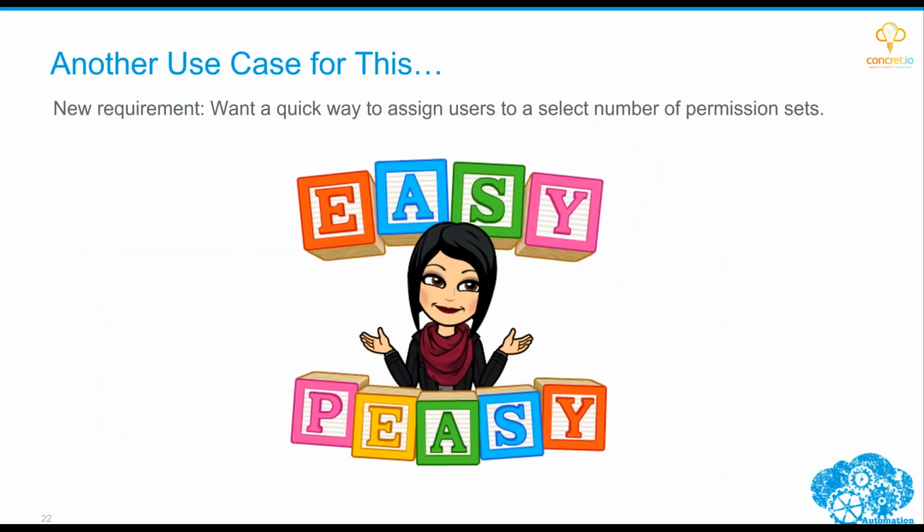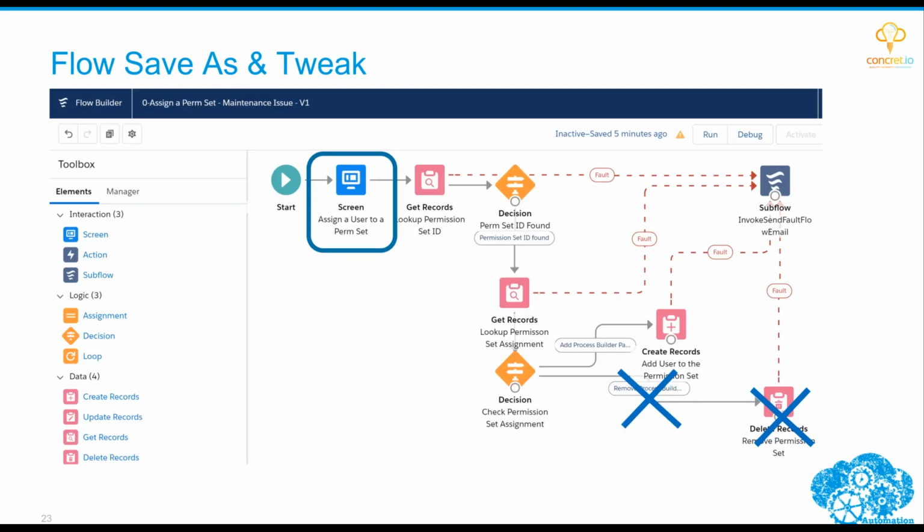Okay. Our next use case, we have a new requirement to build an interface where we can easily assign a selected group of permission sets to the user. So we have a solution that meets the requirements. We built a screen that allows a person to select the user and the permission set to assign. Then what we want to do is just make sure that the user isn't assigned to the permission set before we assign it.